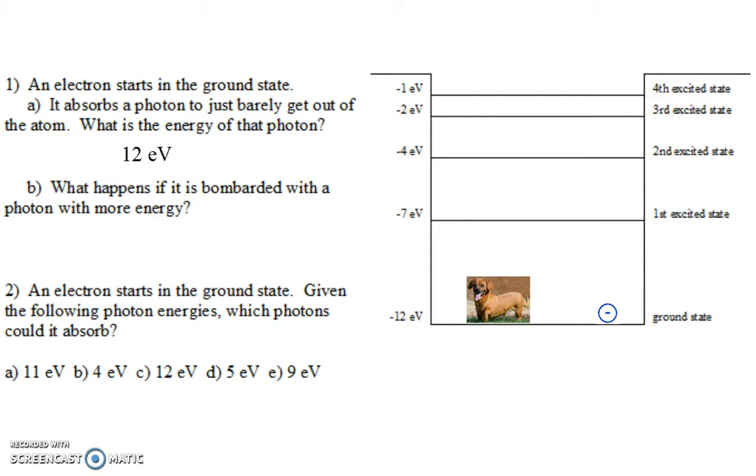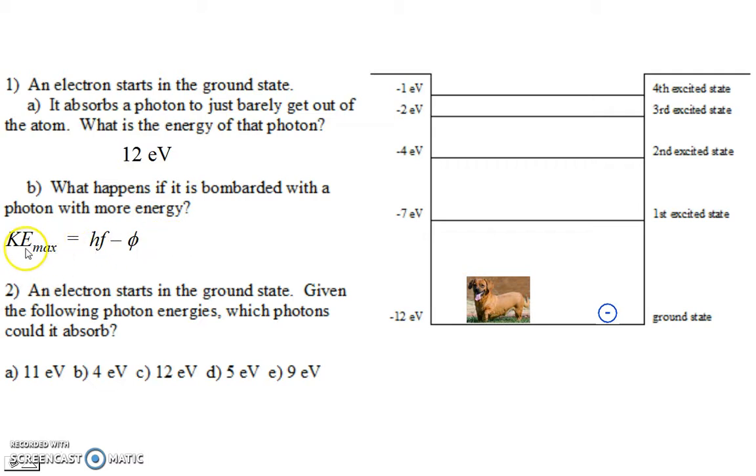What's the energy of the photon? Well, of course, that's going to be 12 electron volts. You can see the electron is here missing 12 electron volts. You can consider the top of the well to be an energy of 0. That's like ground level. And if you can give it the missing 12 electron volts, then it would just barely get to the edge.